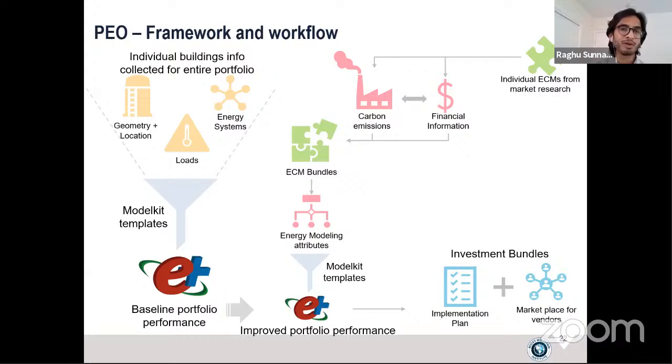So essentially, we're running the models again with these specific ECM bundles, and the results from these runs are then used to make investment plans for the owners, which I'll be talking a little bit more about in detail, but essentially we come up with specific plans about where it makes more sense for project teams to make investments.